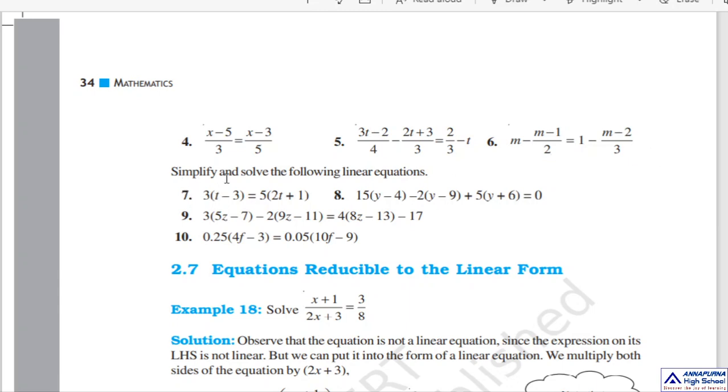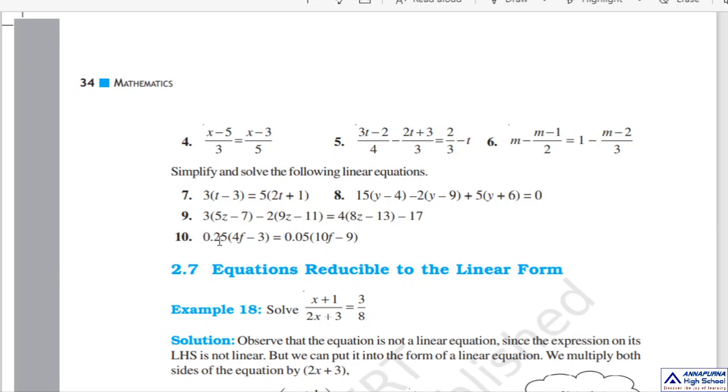When you come to the next one, simplify and solve the following linear equations. Already we know this. When you simplify any equation, we follow some steps. What is that? First we remove brackets, and then we simplify the left side part and right side part separately, and we transpose all the variable terms to the left side and all constant terms to the right side, and then we find the solution of the variable in that equation. We just follow the steps in the 7, 8, 9 sums.